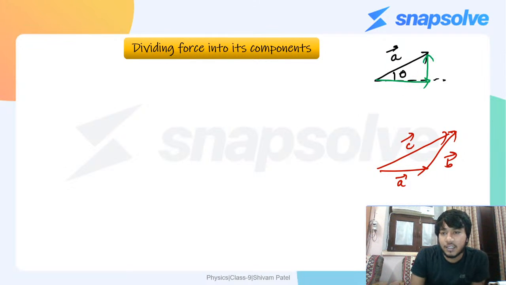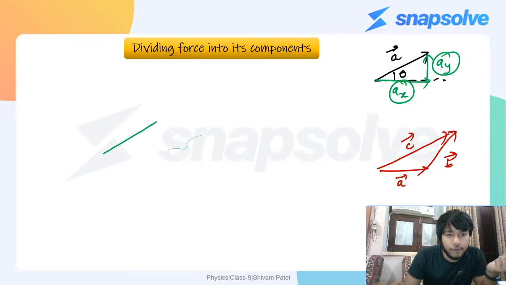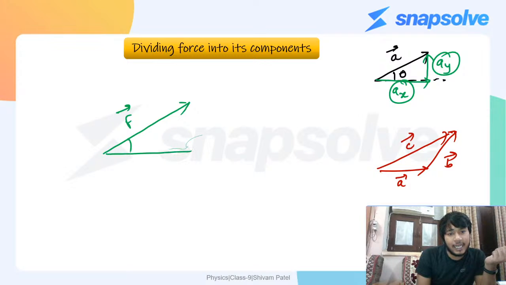So let's call this horizontal vector AX, the horizontal component, and this vertical component AY. What we are trying to do is find the value of this AX and AY. In this case, we're talking about force. So let me draw one more diagram which will show that a force is acting in this direction, making an angle theta with the horizontal.